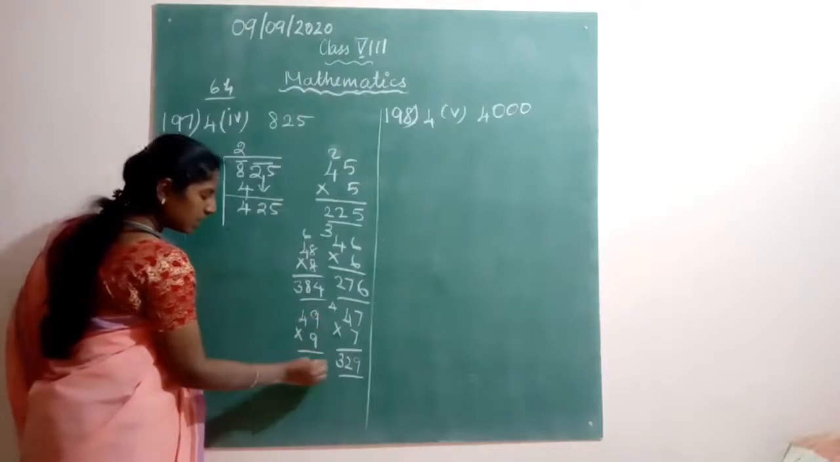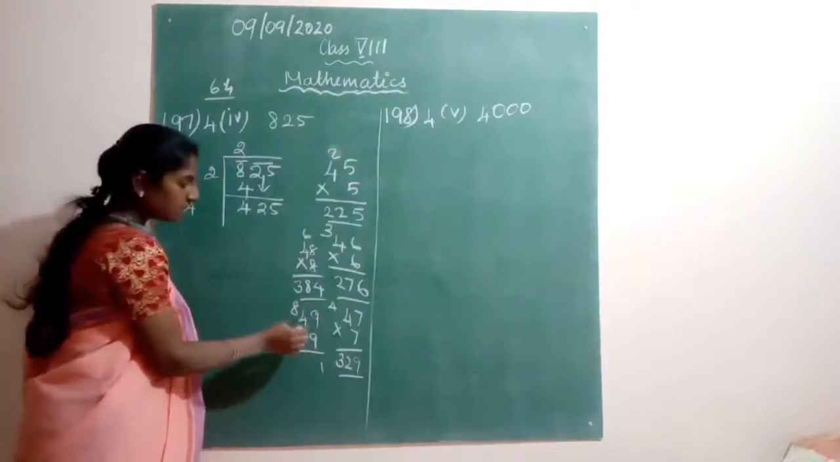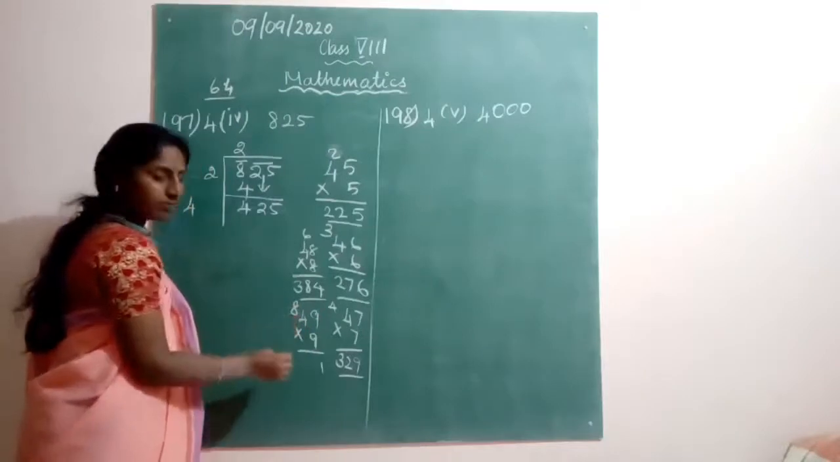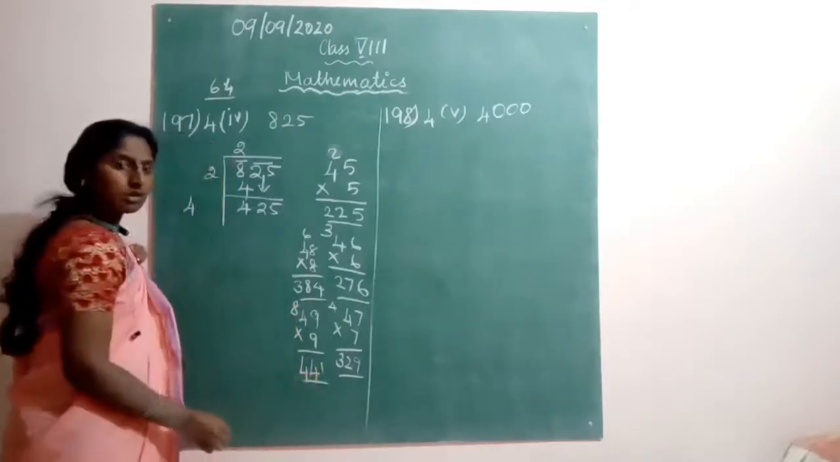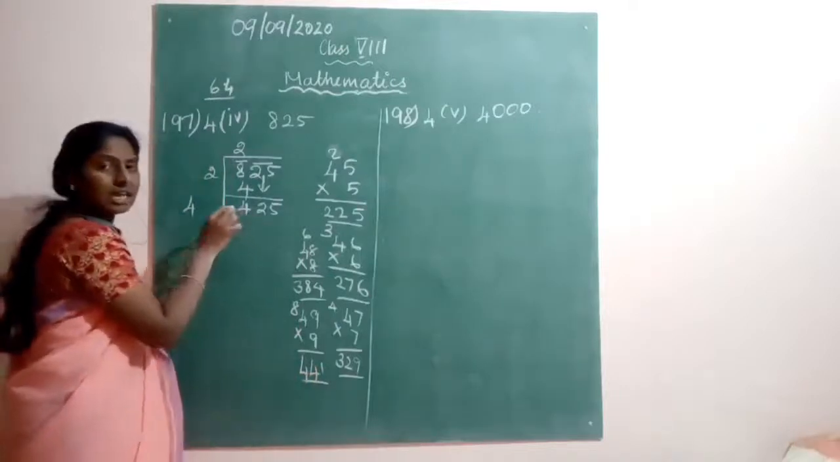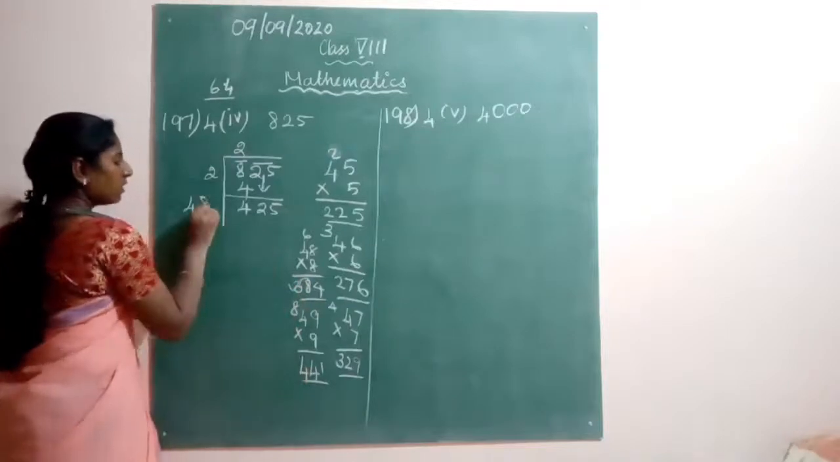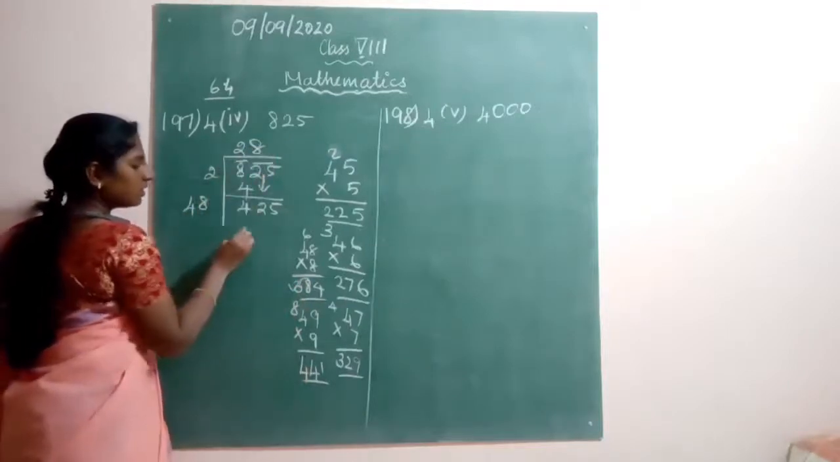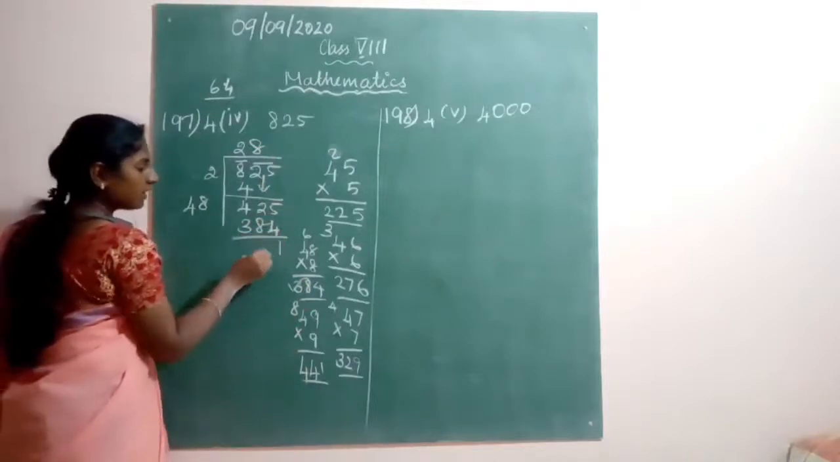Okay, next check it for 49 into 9. 9 9s are 81. 9 4s are 36. 36 plus 8 is how much? 44. Okay, so here it is more than 441, so you can take this. Okay, so 48 into 8 is how much? 384. Okay, so if you subtract, what will you get?